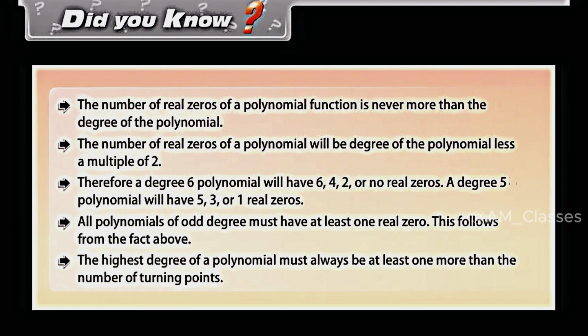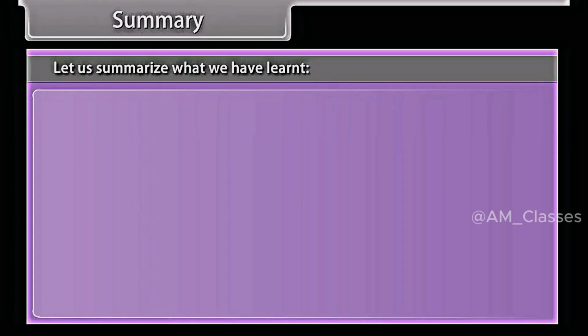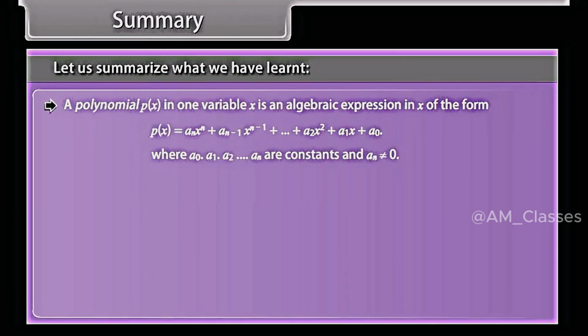The highest degree of a polynomial must always be at least one more than the number of turning points. Summary. Let us summarize what we have learned. A polynomial p(x) in one variable x is an algebraic expression in x of the form p(x) = a_n x^n + a_(n-1) x^(n-1) + ... + a_2 x^2 + a_1 x + a_0, where a_0, a_1, a_2 and so on till a_n are constants and a_n is not equal to 0.